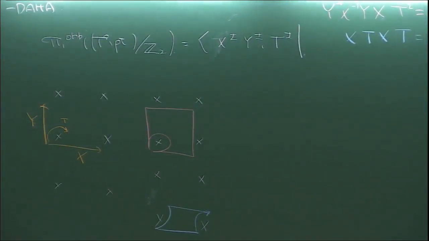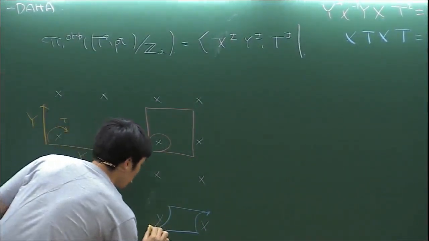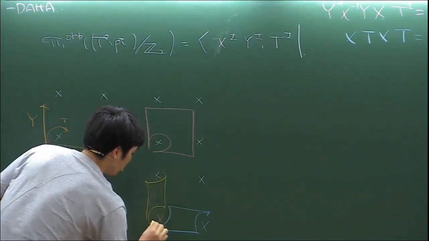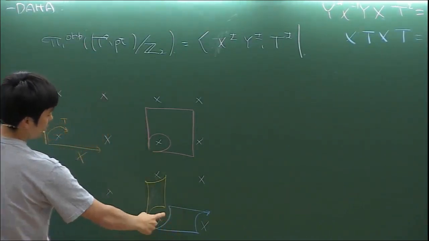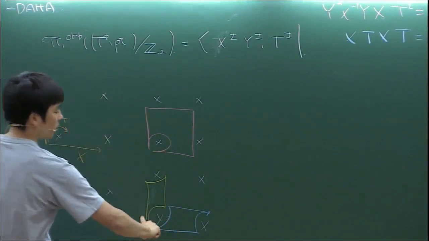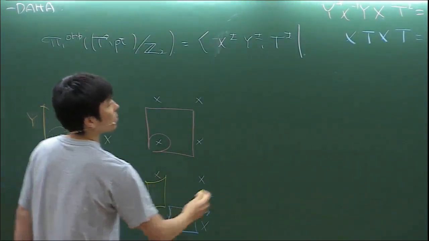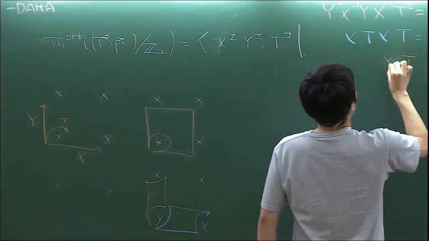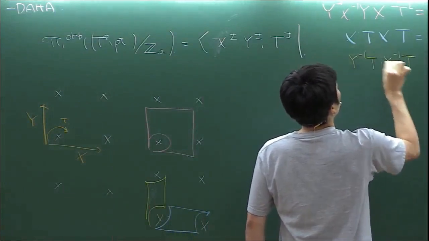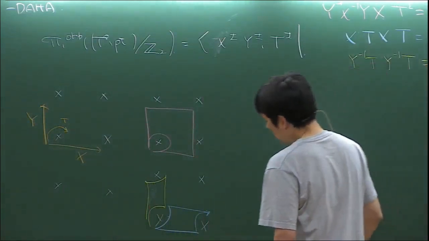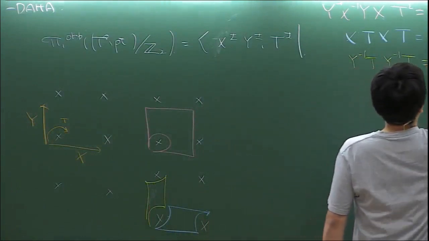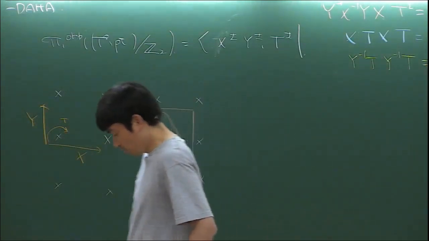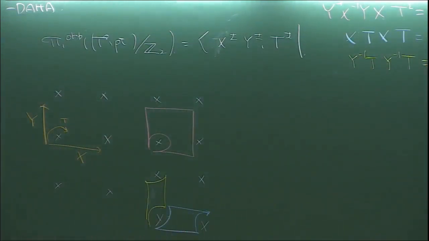And also another one is involved, the longitude. So T, and once you take T, the direction arrow is reversed. So T, Y inverse, T, Y inverse, T, Y inverse, T, Y inverse, which is equal to 1. So this is the obvious fundamental group of the T2 minus point over Z2.